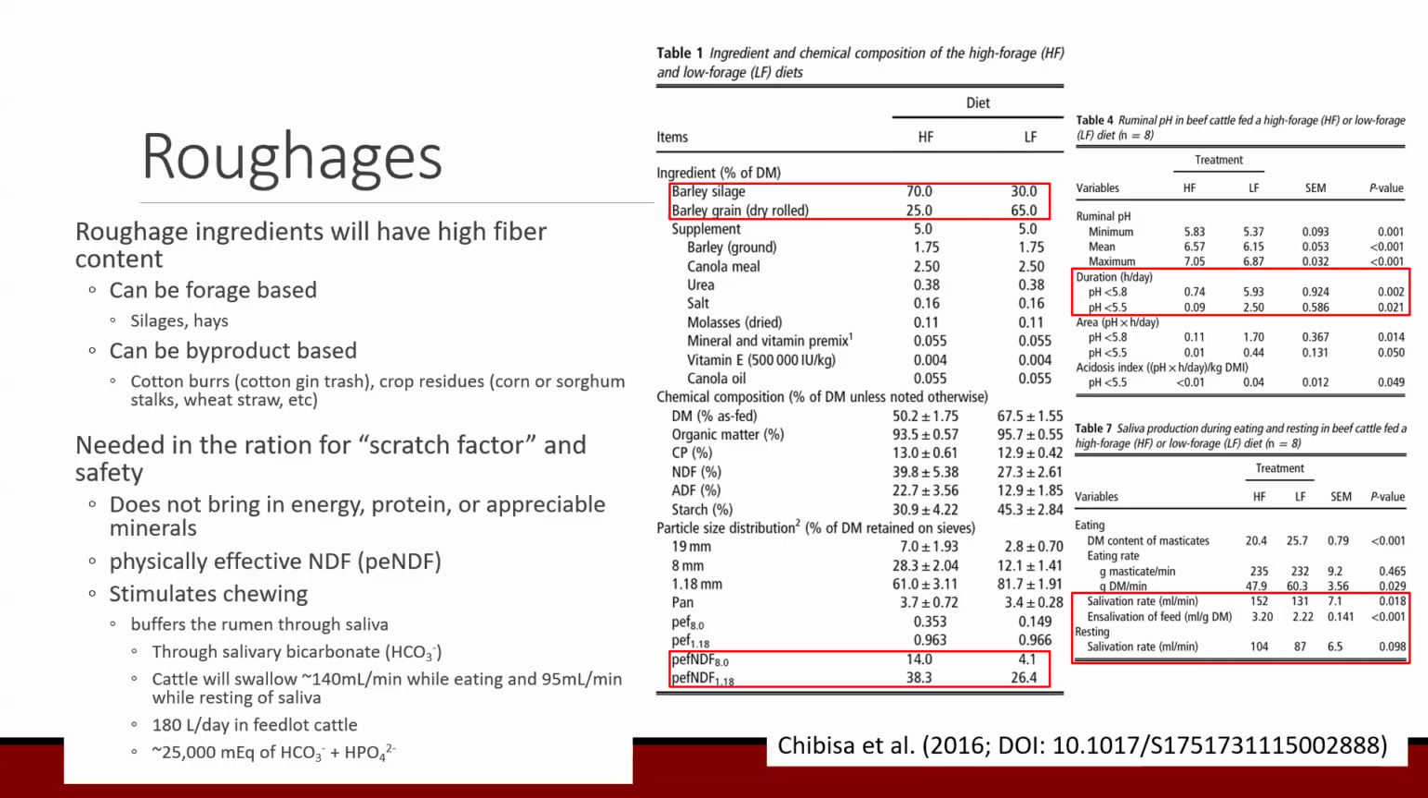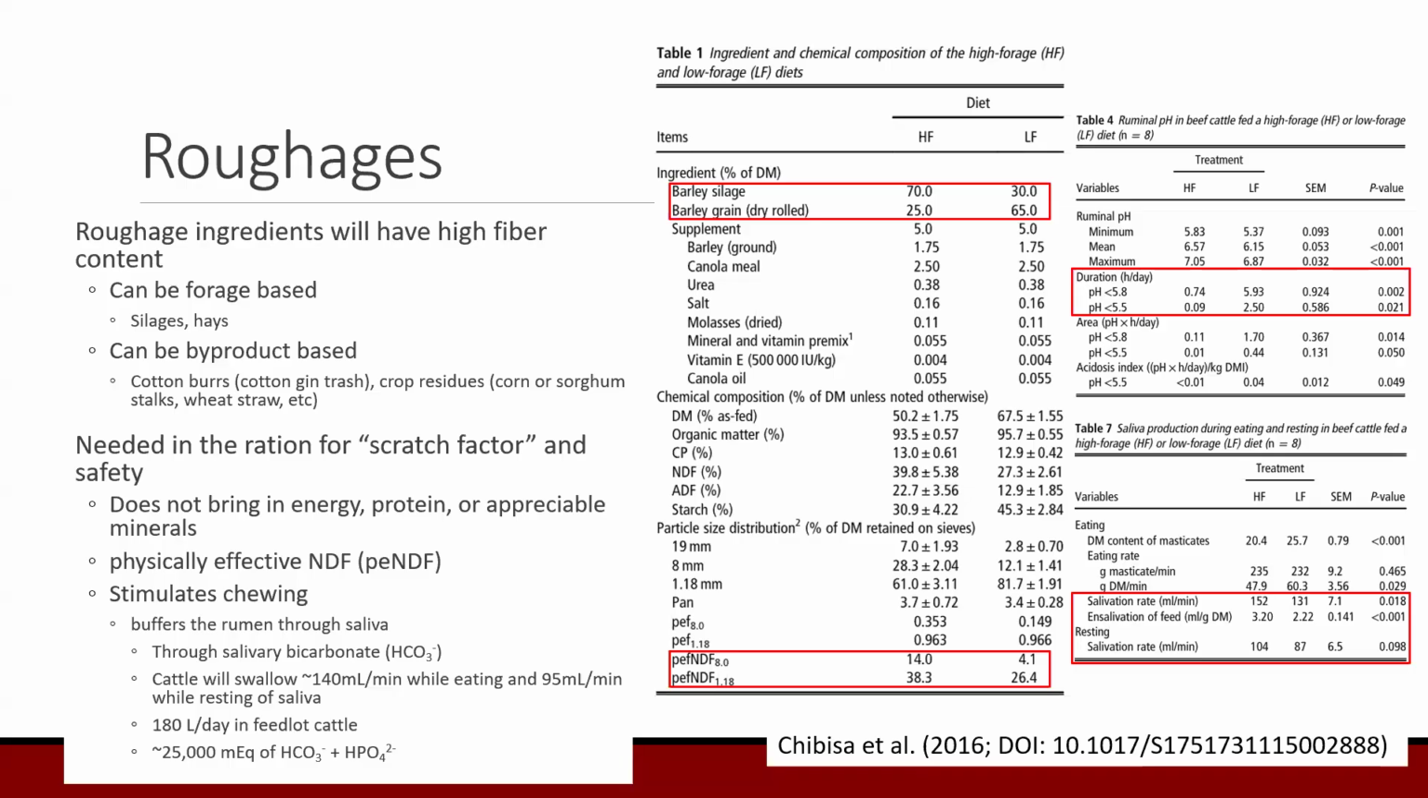Who remembers what that is? Yeah, but what is the physically effective neutral detergent fiber? So it's a measure of how much chewing activity that animal's going to have. Okay? All right. Physically effective NDF is going to stimulate chewing. This chewing will buffer the rumen through saliva production. Okay? This is predominantly through salivary bicarbonate.